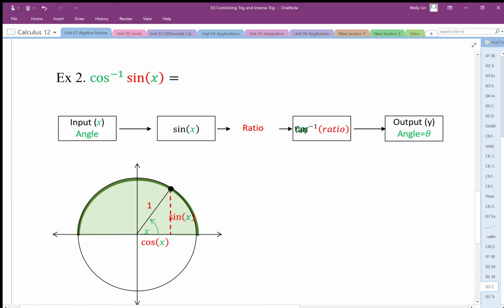So what does this look like? My sine of x, here's my x angle. My sine of x in the unit circle is going to look like this. So it's radius 1. The vertical is going to be my sine. The horizontal is going to be my cos. So I've been given this angle, this angle here. My output for the sine function is going to be this length here, or the ratio. I'm going to apply the arccos to it. So what angle has this line as a cos?